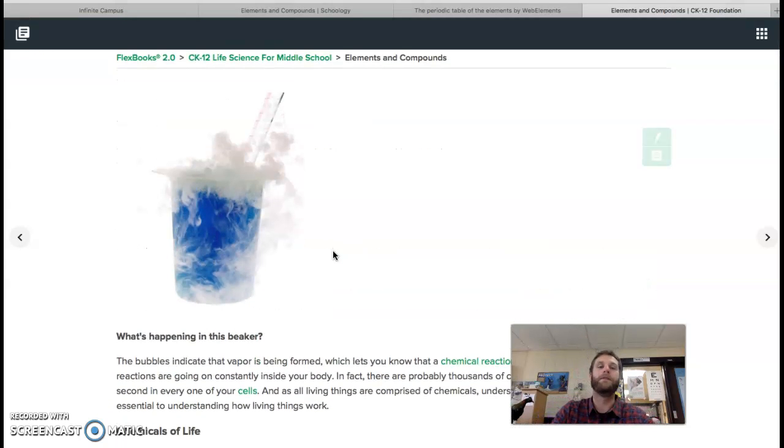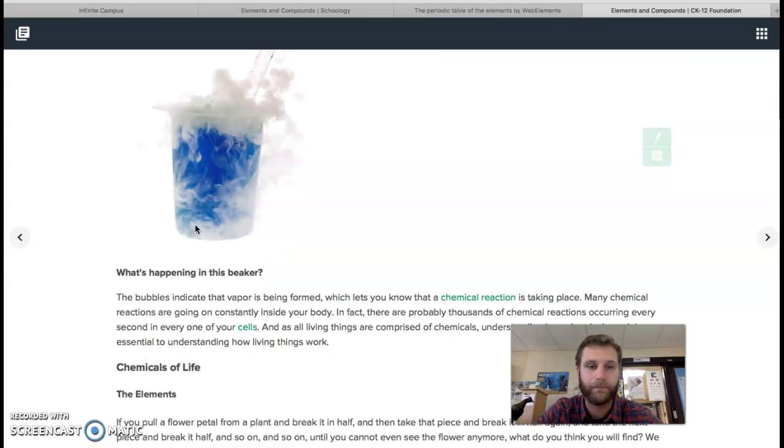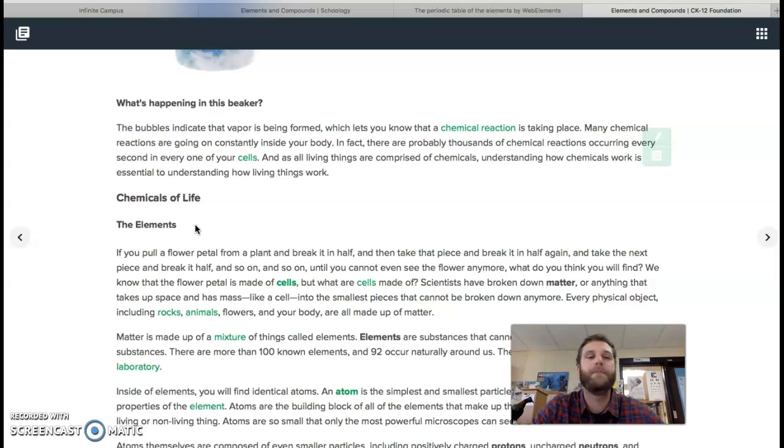So right away, you see this beaker with the bluish color that has a cool chemical reaction going on. What's happening in this beaker? The bubbles indicate that vapor is being formed, which lets you know that a chemical reaction is taking place. Many chemical reactions are going on constantly inside your body. In fact, there are probably thousands of chemical reactions occurring every second in every one of your cells. As all living things are comprised of cells, understanding how chemicals work is essential to understanding how living things work.